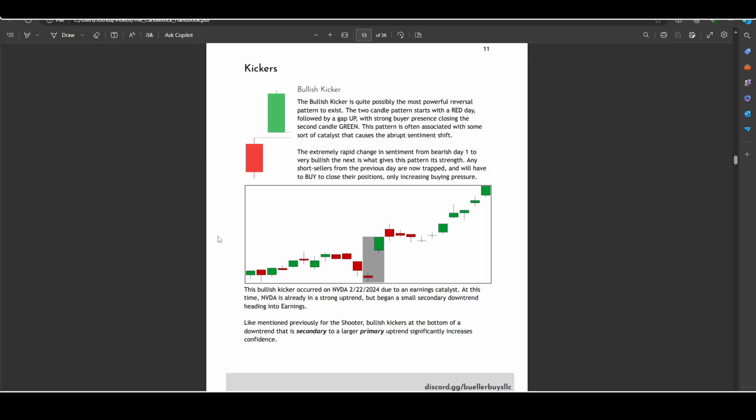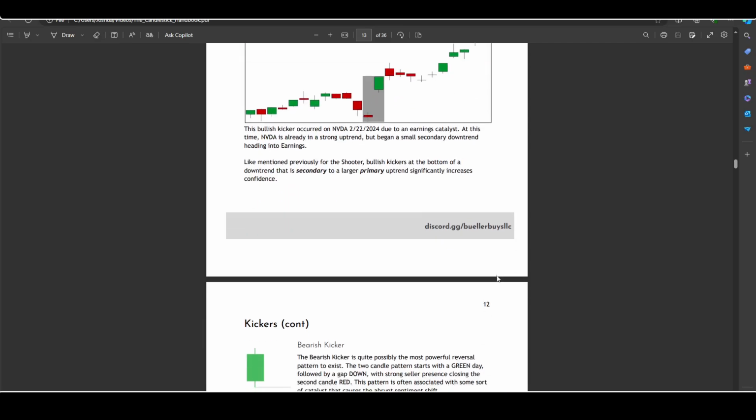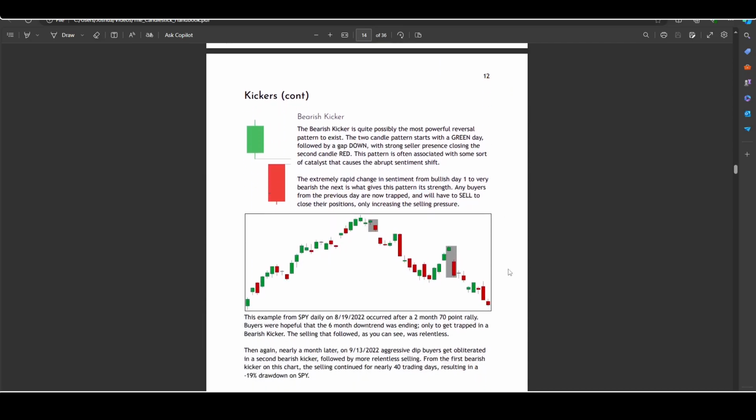At this time, NVIDIA is already in a strong uptrend, but began a small secondary downtrend heading into earnings. Like mentioned previously for the shooter, bullish kickers at the bottom of a downtrend that is secondary to a larger primary uptrend significantly increases confidence. Again, you should definitely be increasing confidence if it's not the first pattern you're seeing. If it's a higher low, it's definitely going to add a little more probability to it and should make you a little bit more confident in what you're looking at.